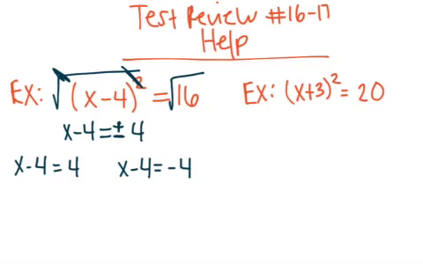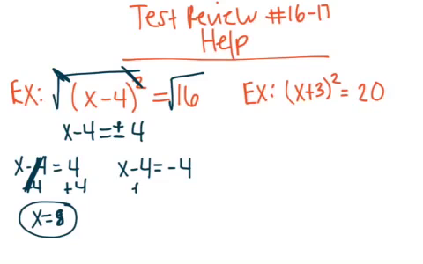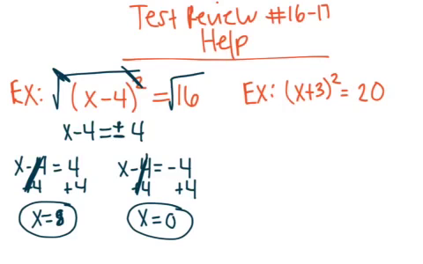So to get x by itself, I add 4. Plus 4 and minus 4 cancel out, so I'm left with x equals 8, which is one of my answers. Okay, now I'm going to move on to the second equation. I'm going to add 4 to both sides to get rid of the minus 4, so that x equals negative 4 and positive 4 give me 0. So x equals 0.